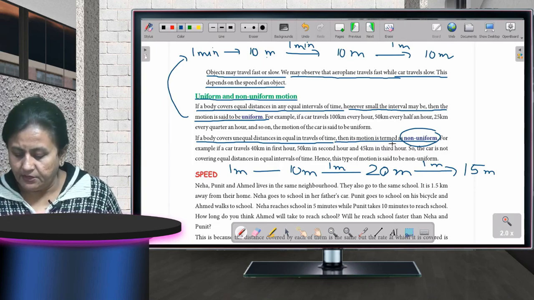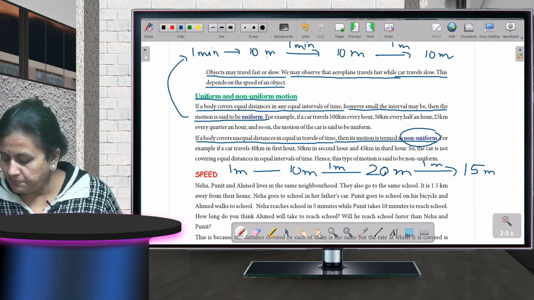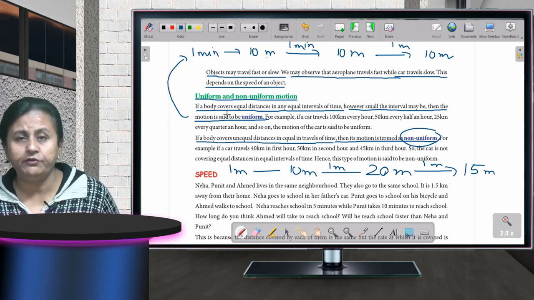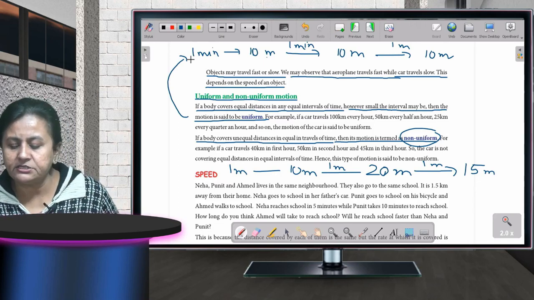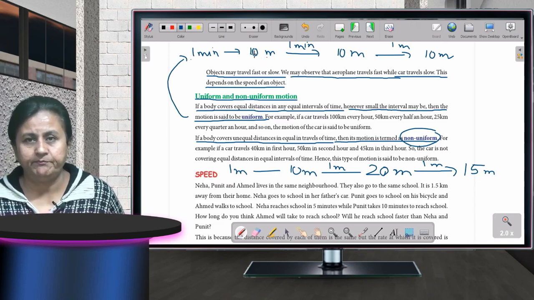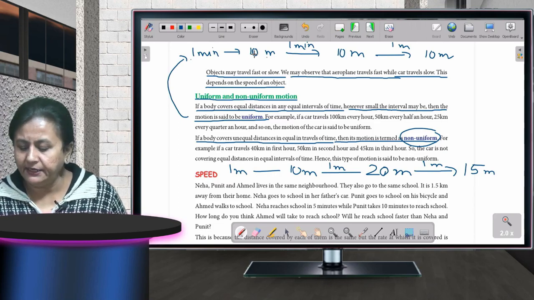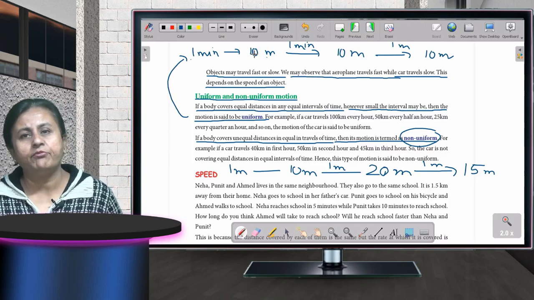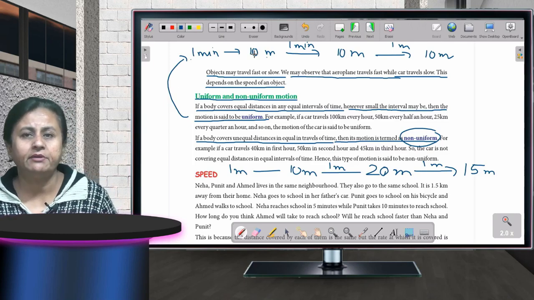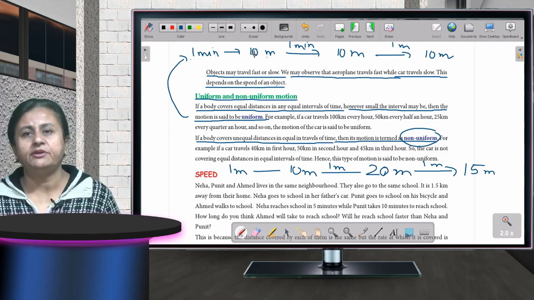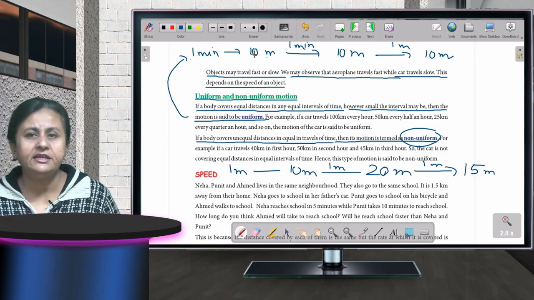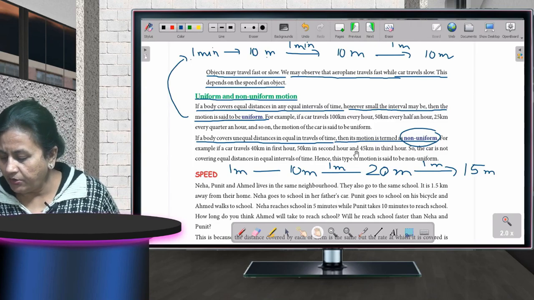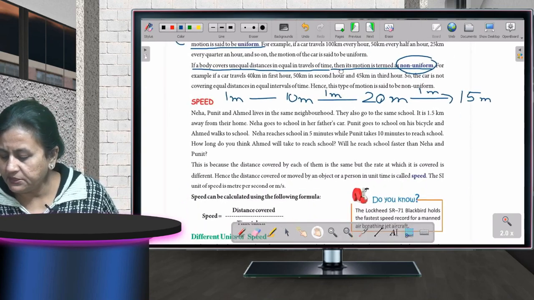Okay. Now, I hope you have understood uniform and non-uniform. In uniform motion, the distance and time are always the same, every minute. But in non-uniform motion, sometimes I'm slow, sometimes I'm fast, sometimes I'm covering more distance, and sometimes less distance. Okay, fine. Now, the next topic is speed.